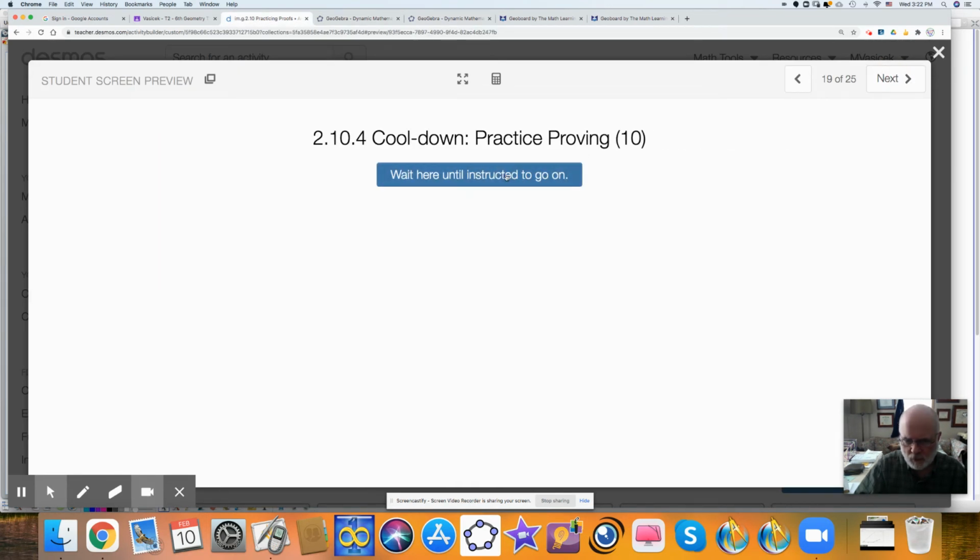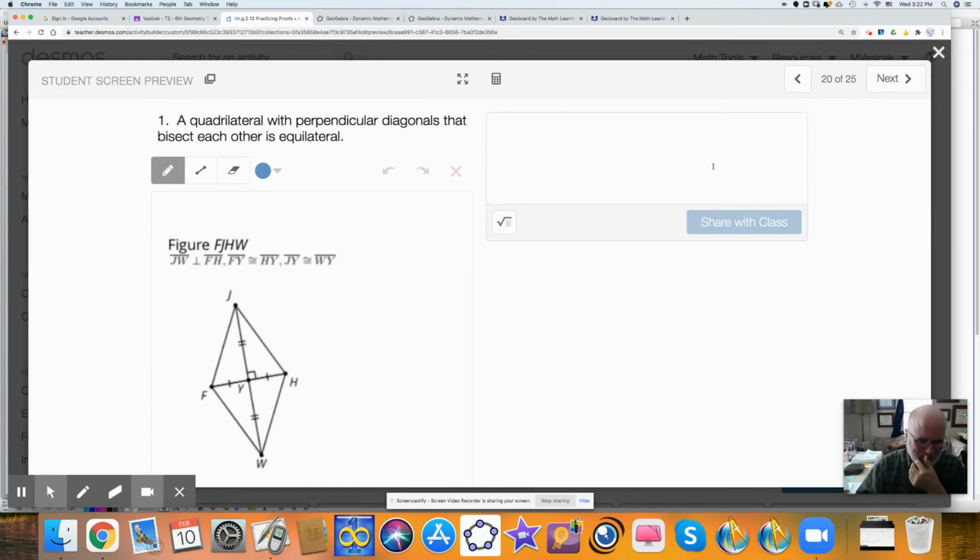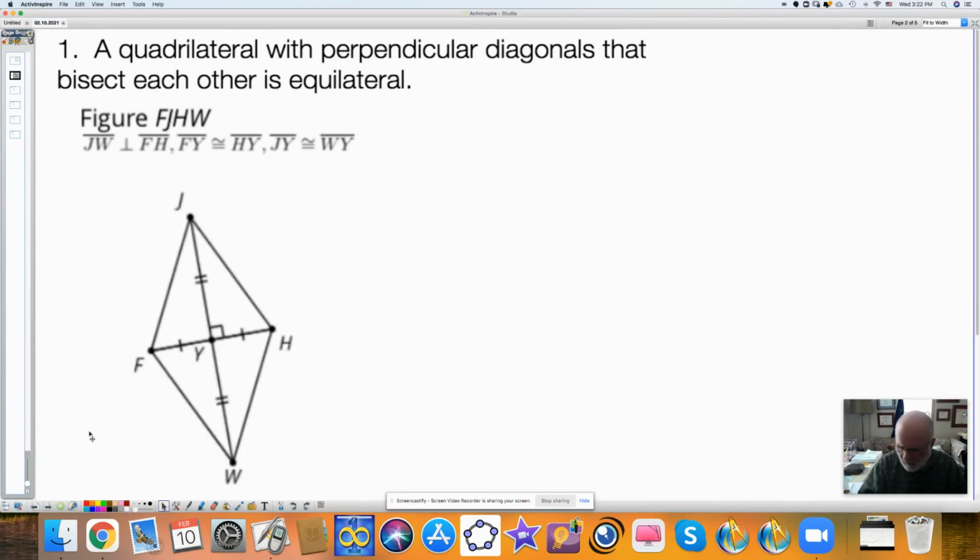And finally, for the cool down, we're going to use the sort cards that we used from previous. And with the matching activities, the things that you could prove, you should try to choose one and actually do a proof with it. For instance, a quadrilateral whose diagonals are perpendicular bisectors of each other is equilateral. We're going to try to prove that this is a rhombus. And I'll do one of these to show you how we do that.